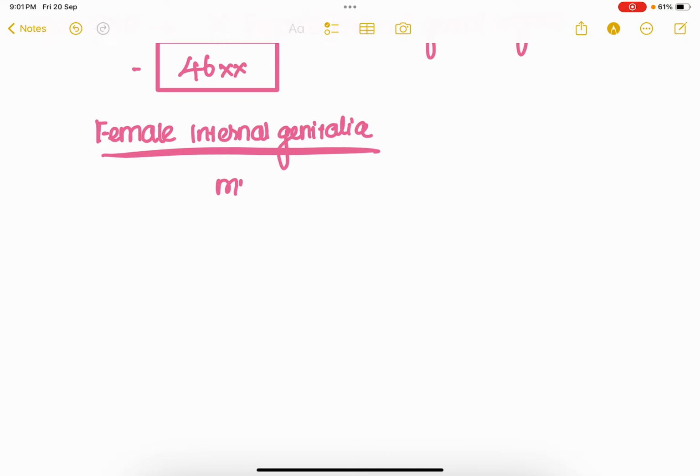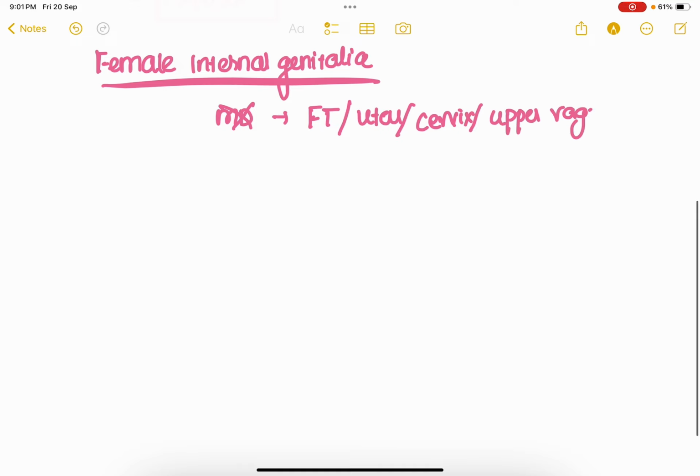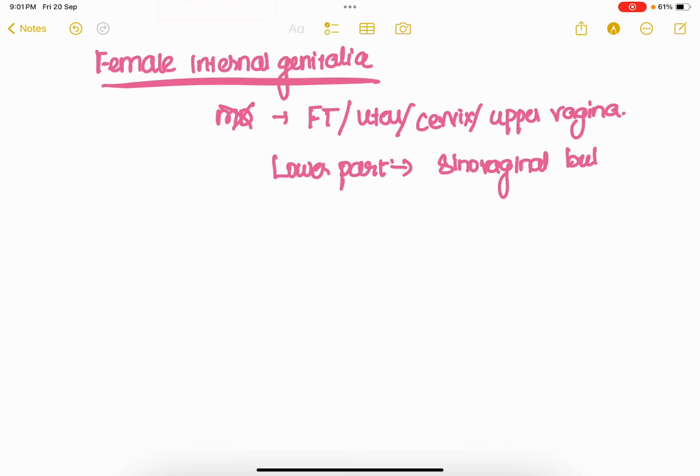Since there is absence of the Mullerian duct itself, these patients will never have fallopian tubes, uterus, cervix, or upper vagina. But the lower part of the vagina will definitely be present. Why? Because the lower part of the vagina comes from the sinovaginal bulb of the urogenital sinus. Am I right? Yes, the sinovaginal bulb of the urogenital sinus.